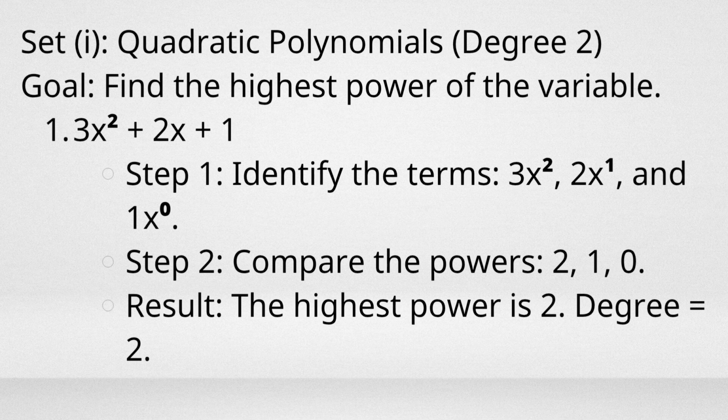Identify the terms 3x squared, 2x raised to 1 and 1x raised to 0. By 1x raised to 0, we mean 1 is alone, it has no x in front of it. Compare the powers 2, 1 and 0. The highest power is 2, degree is equal to 2.